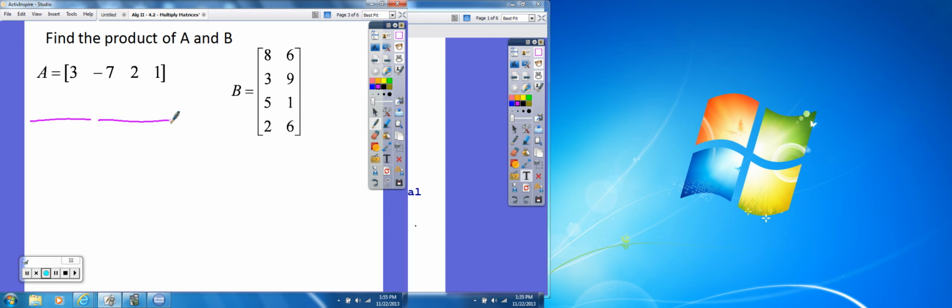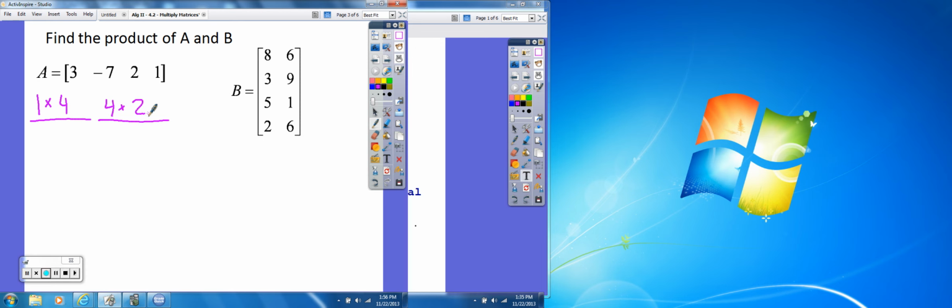So, Caleb, you get to pick somebody. Alexander. What are the dimensions of A? 1 by 4. Remember, it's how many rows by how many columns. Pick somebody. What did you get for the dimensions of B? 4 by 2. Good. Remember, it's number of rows by number of columns, for anybody that forgot that.